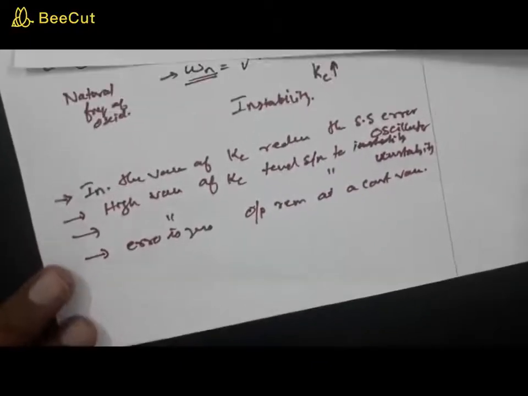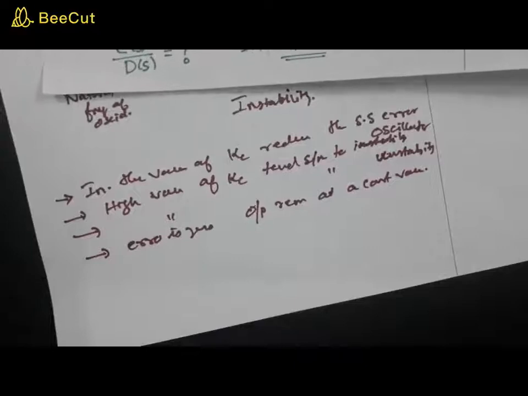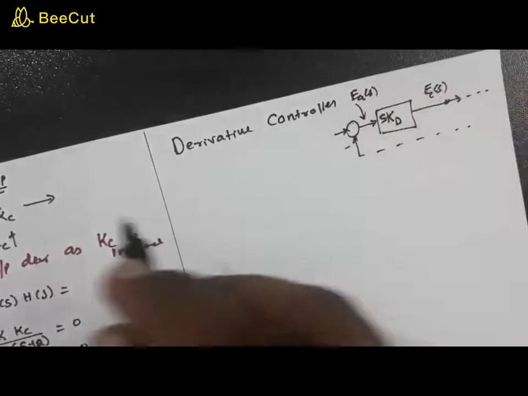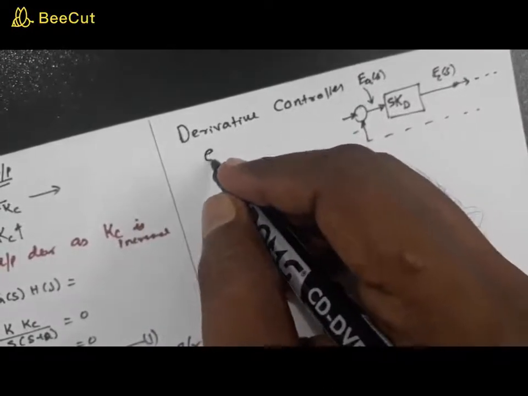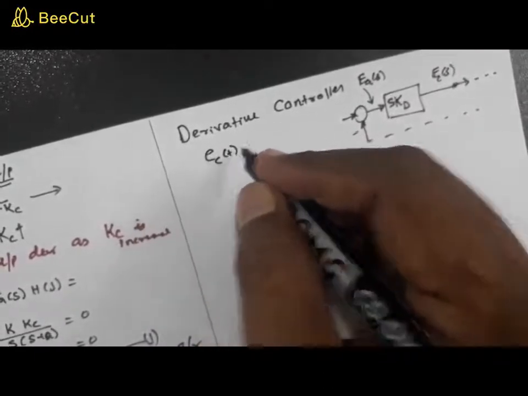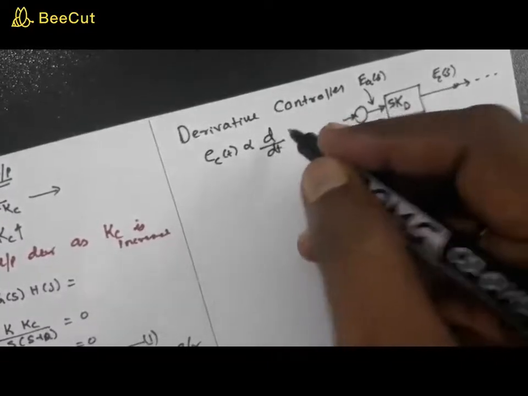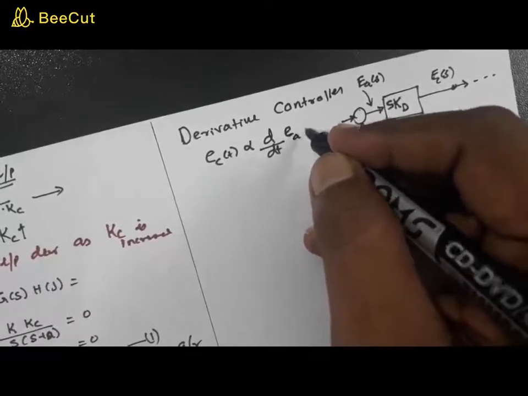Now, next is the derivative control. Okay, now the next is the derivative controller. In a derivative controller, the controller output, Ec(t), will be proportional to the derivative of what? The derivative of Ea(t). Okay, you must not forget what this Ea(t) is.